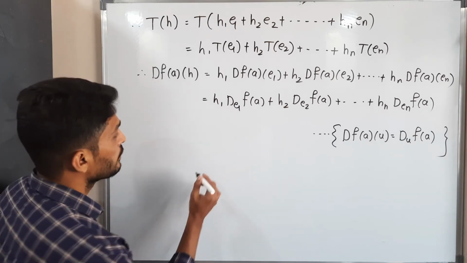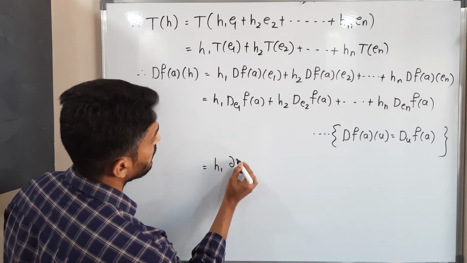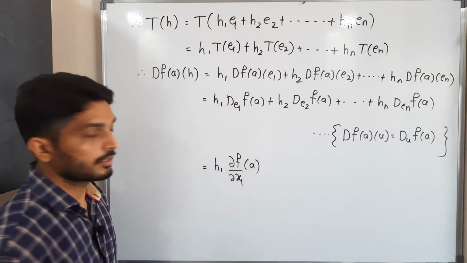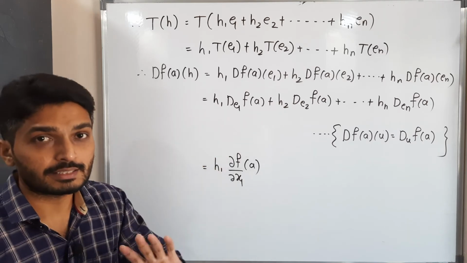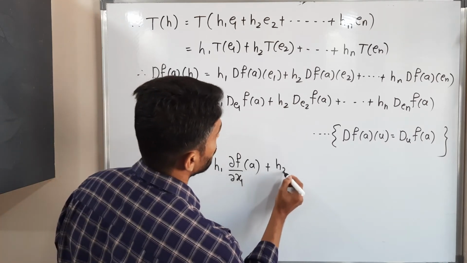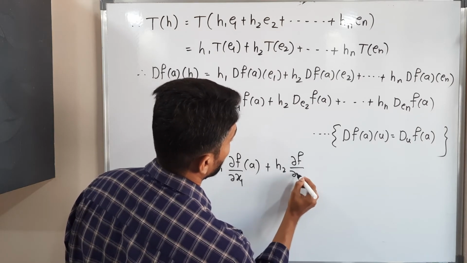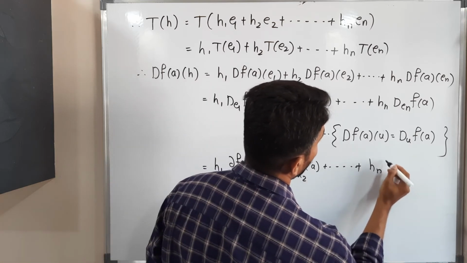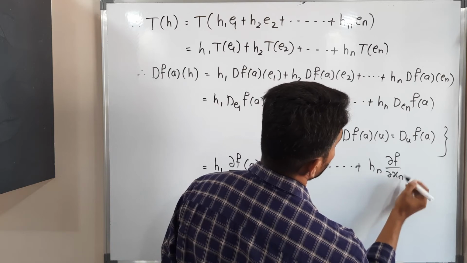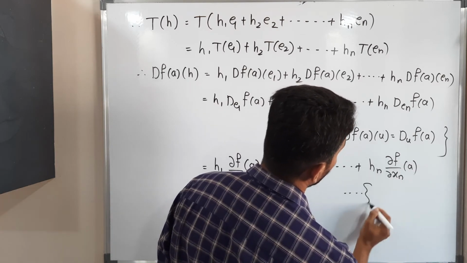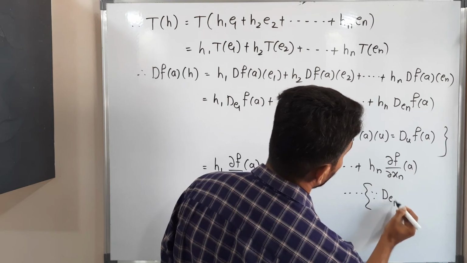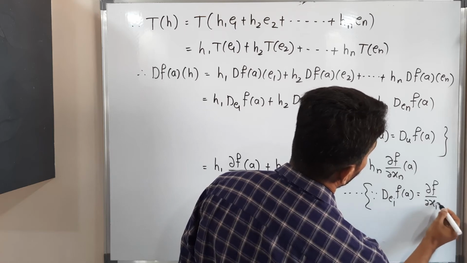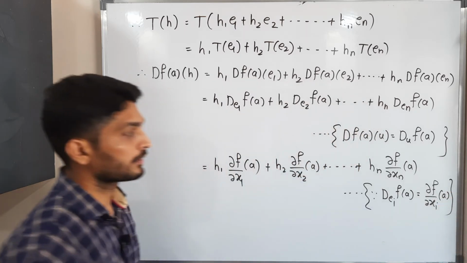So here also I can write, this is equal to h1 partial f by partial x1 of a, since it is in the direction of the standard axis e1, and here h2 partial f by partial x2 of a, and so on, hn partial f by partial xn of a. I can mention here that the directional derivative in the direction of ei is nothing but partial f by partial xi of a. So I wrote that.